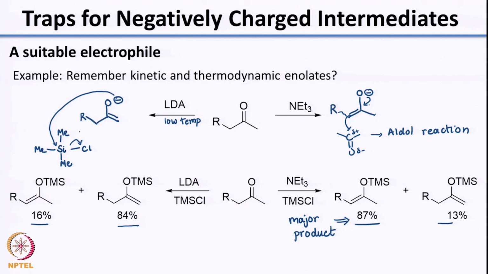Here, your O-Si bond is very strong. So that is a huge driving force for interaction of the oxygen center with silicon, which is why you are able to capture the enolate in the TMS form. So this is one example where we have trapped an enolate using a trapping agent, which is TMS chloride. Let us look at another example.